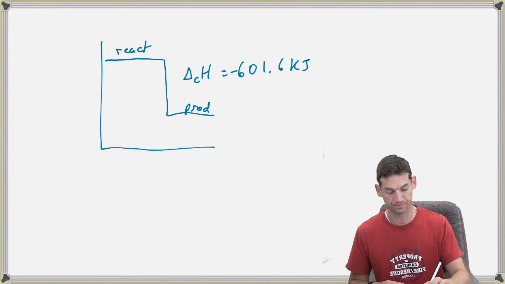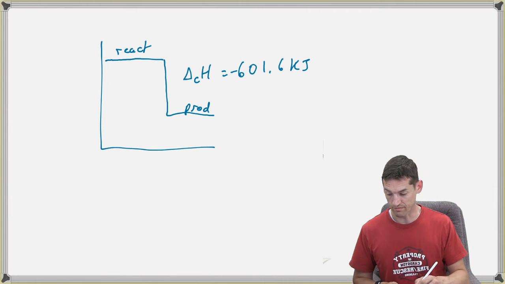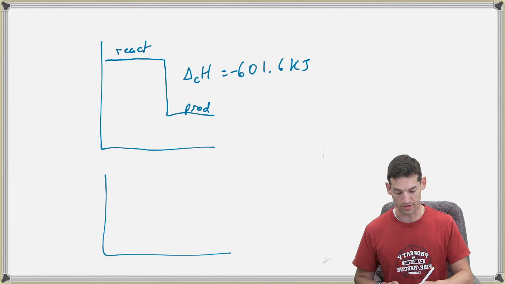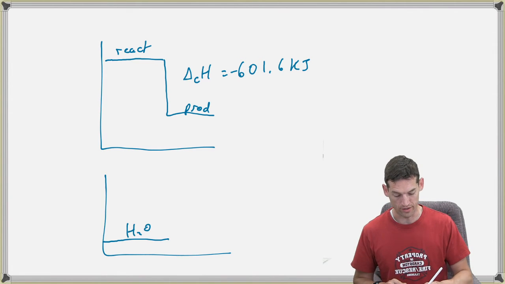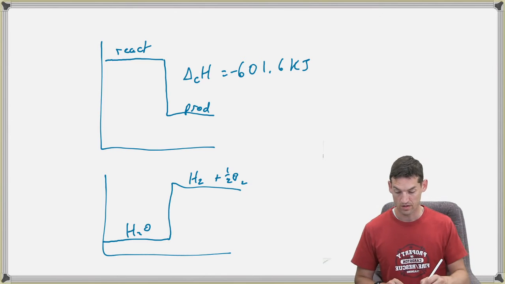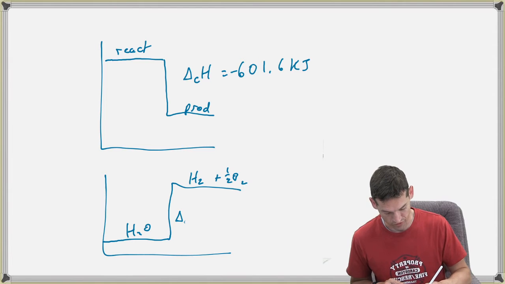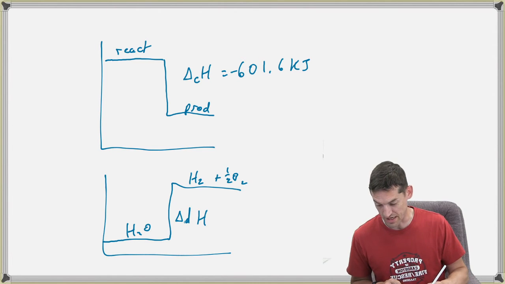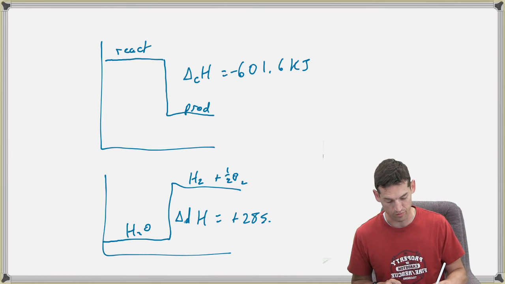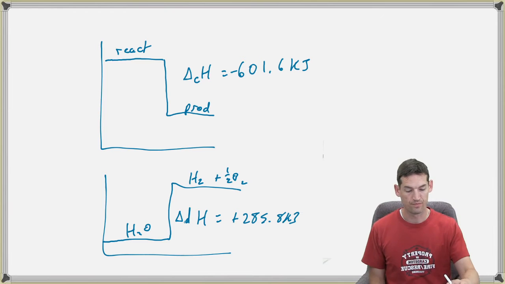Just erase that quick. Okay, so on the other one, opposite, you've got an endothermic reaction, so it starts low with your reactant. In that case, it's just water, and then it goes up to become hydrogen and half of an oxygen. And so now it's just a delta H, and now it's positive 285.8 kilojoules. So going down, exothermic, going up, endothermic.